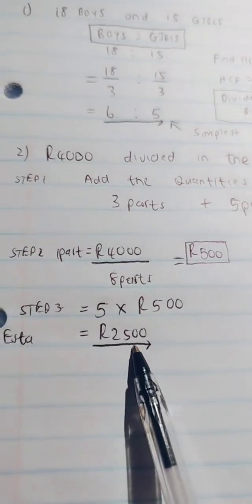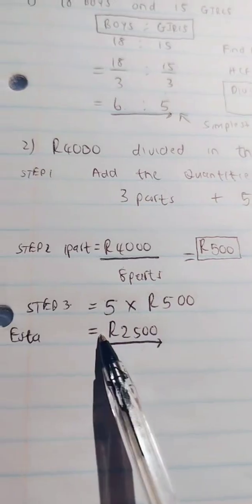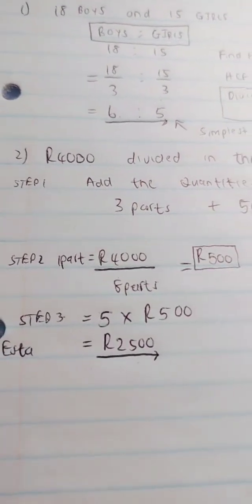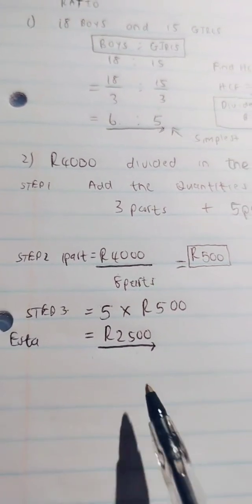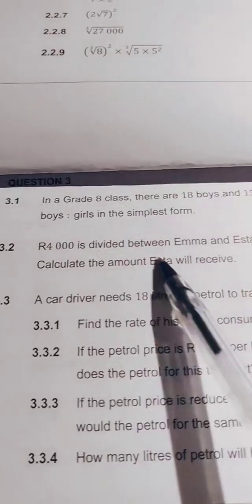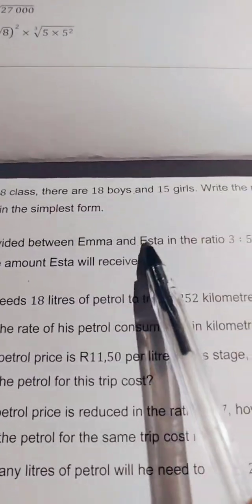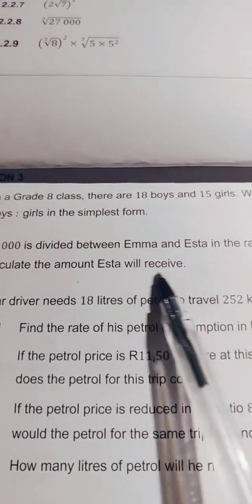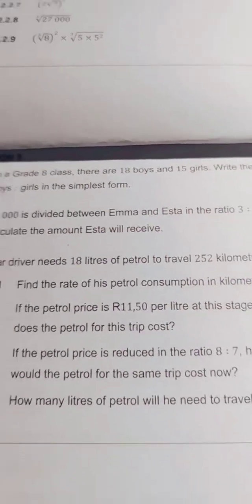Okay, and had we been asked how much Emma will get, it means that if we take the remaining amount, which is 1,500, that means that the 3 parts is represented by 1,500. That's how much Emma would get. But we were not asked how much Emma will get. Here in this question, we were asked: 4,000 rand is divided between Emma and Esther in the ratio 3:5. Calculate the amount Esther will receive. So we are interested just in the amount that Esther will receive.